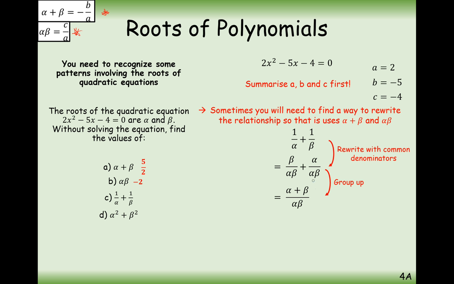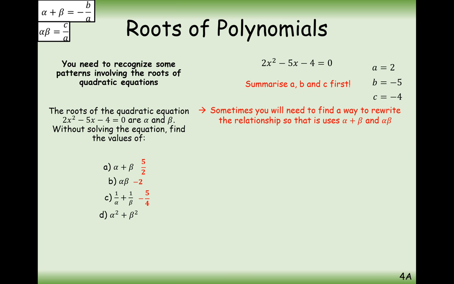We've got alpha plus beta, which is our first star here, so we know the value of that, so that's 5 over 2. Divided by alpha beta, we know the value of that, so that's minus 2. So just divide one by the other, and you get minus 5 over 4. Okay, so if you were to do 1 over your root plus 1 over your second root, you'd get minus 5 over 4.